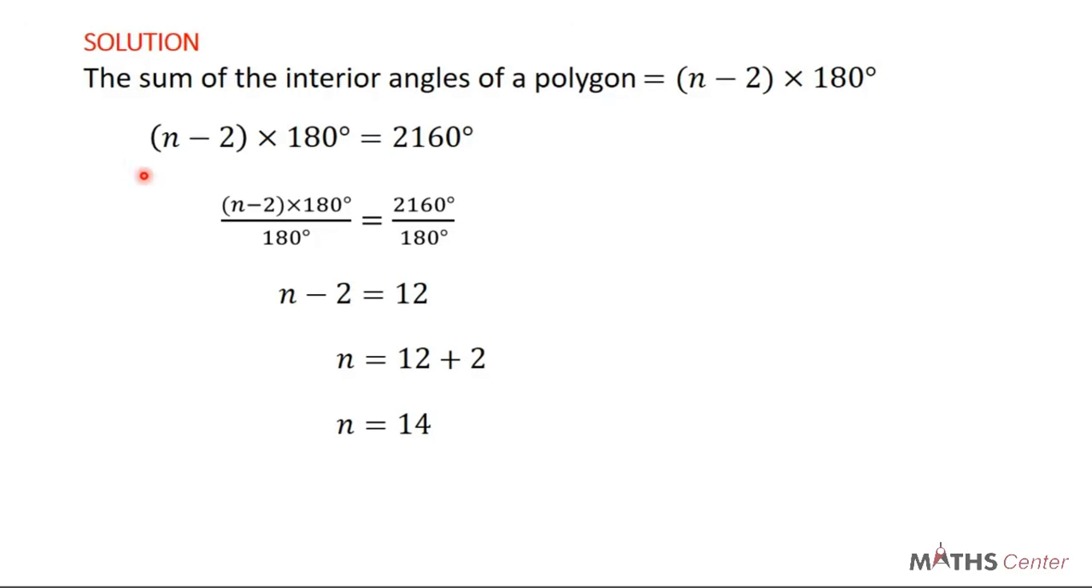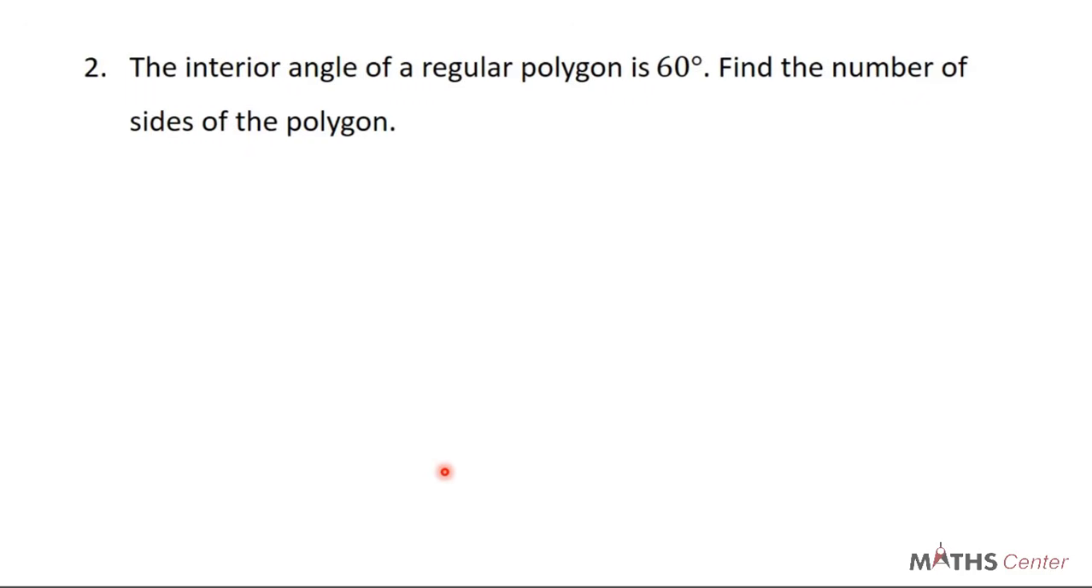So after you've written this, the rest is linear equation, and somebody can choose to expand the brackets, group like terms, then you simplify. Somebody can choose to divide it straight away, as I did here. Any way that you do it, you are going to get the number of sides, which is n, to be 14. Let's consider the next question.